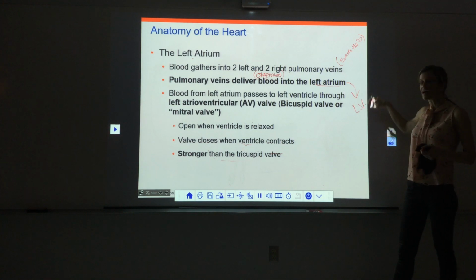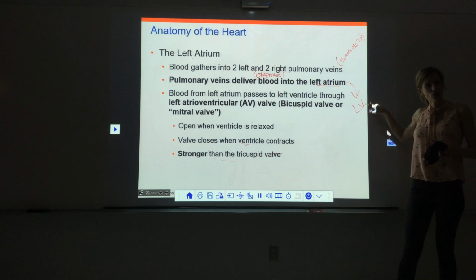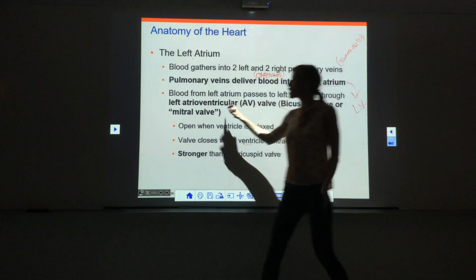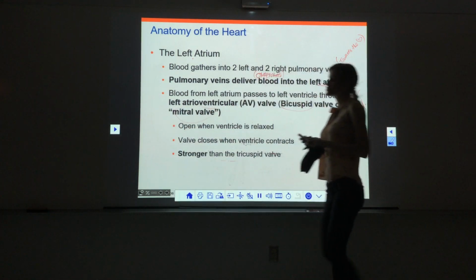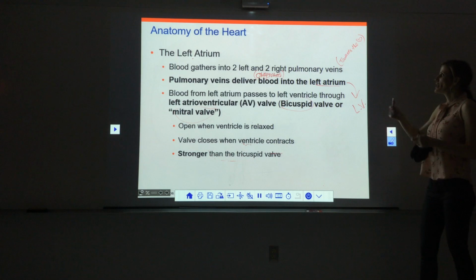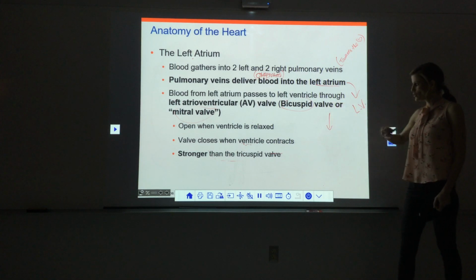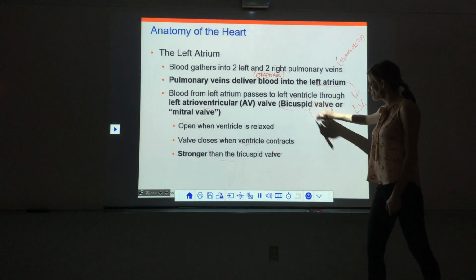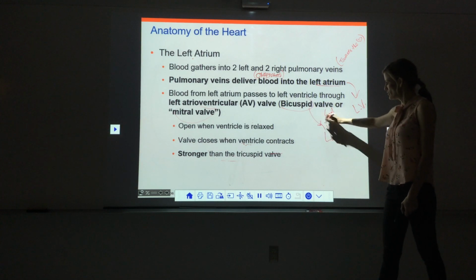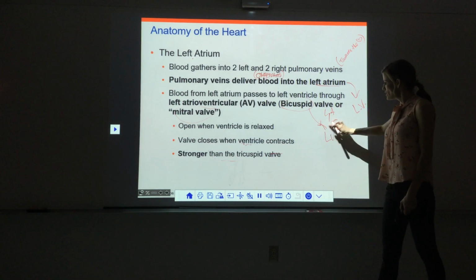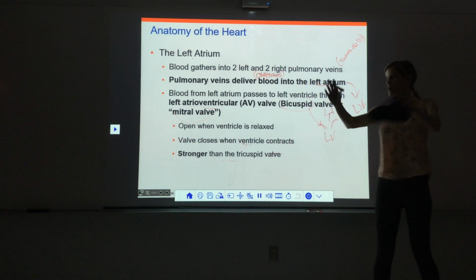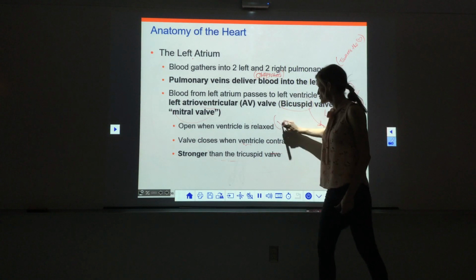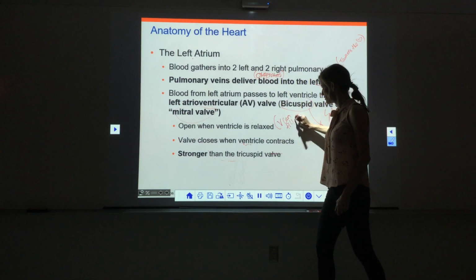And as it does that, it passes through another AV valve. What's the AV valve called on the left side? Bicuspid, or clinically we say the mitral valve. So blood is dropping down from an atrium to a ventricle, right? From the left atrium down to the left ventricle. It's going through the bicuspid valve or the mitral valve. This little opening right here. So this valve must be open when the ventricle is relaxed, right? So that the ventricle can fill with blood.